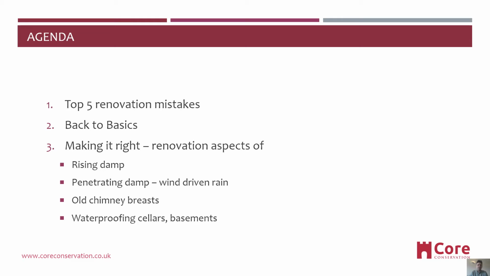We are going to cover today the top 5 renovation mistakes, then go back to the basics and find out what the Romans have done to solve dampness problems using traditional materials. Then we are going to see some examples and the right way of doing and solving problems related to rising damp, penetrating damp or wind-driven rain, old chimney breast, and waterproofing cellars and basements. These are all quite heavy-duty, difficult applications if you want to do it in a building-friendly way.